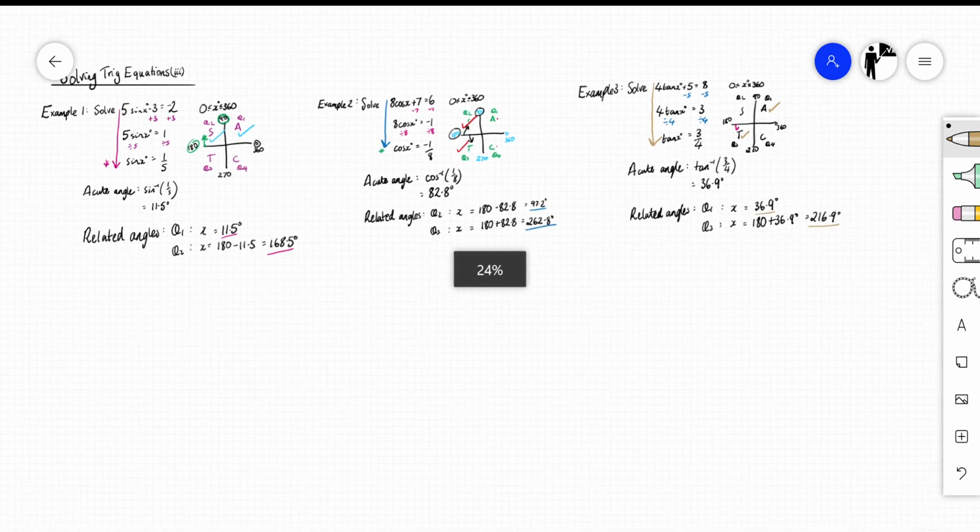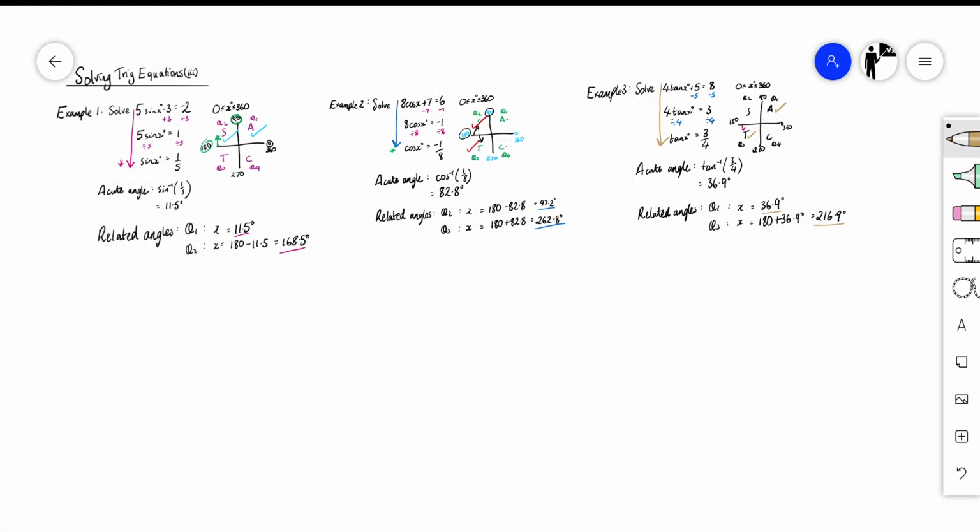Okay, so generally you start off, you make the trig function the subject of the formula, draw your CAST diagram, tick where you need to tick, find your acute angle, and then your appropriate related angles. Hopefully that's made sense. Very examinable, comes up quite regularly in National 5 exams and prelims and past papers.